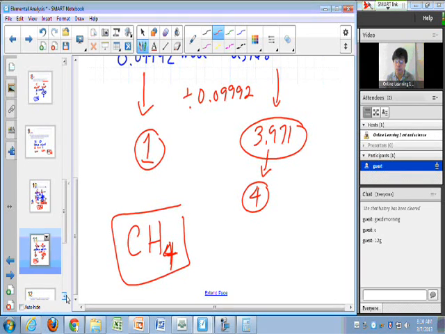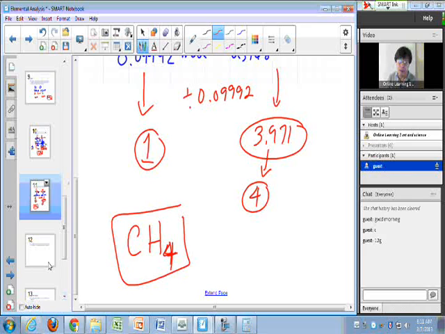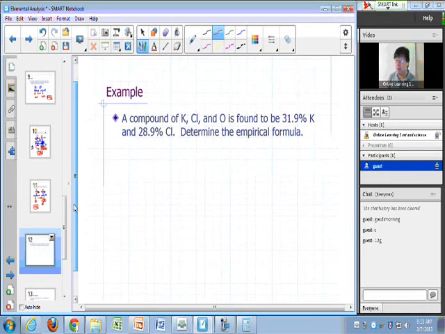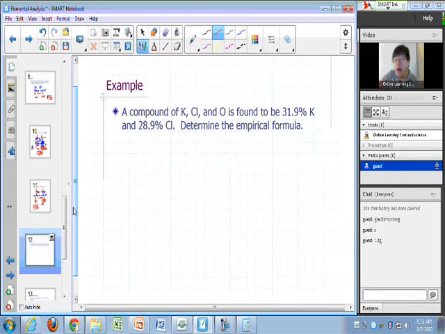Okay. So that's how you do it if you have the amount in grams. And typically that's what you'll have in the lab, because we don't have a mole meter in the lab. Here's another example. You have a compound that's made up of potassium, chlorine, and oxygen, and it's found to be 31.9% potassium and 28.9% chlorine. Unless otherwise specified, this is percentage by mass.